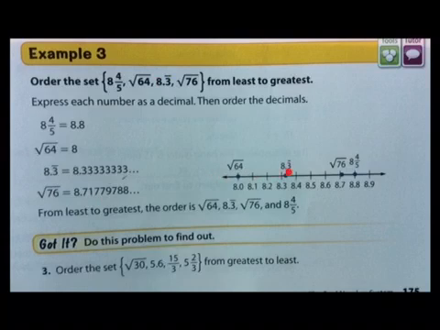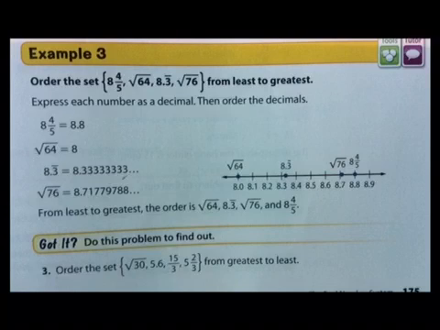Then when you actually put them on a line plot or a line graph, you'll notice which one's least to greatest, and then you put them right back into the same format that they were in. You don't write them in decimal again, you just put them right as square root of 64, 8.3 bar notation, and so on. So let's try question 3.